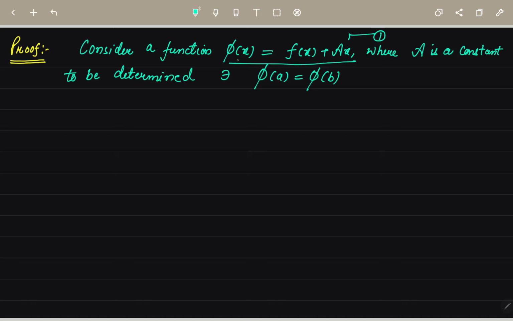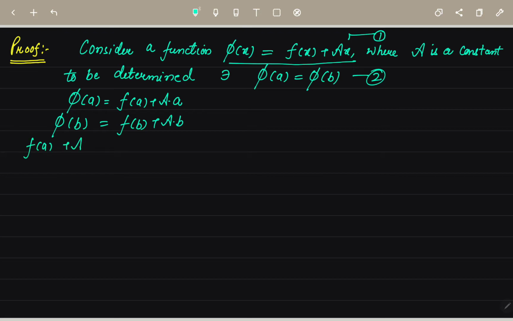Now I will find the values at a and b. I will write phi of a is equal to f of a plus a into a, and similarly phi at b is equal to f of b plus a into b. Now these two are equal, from equation 2. So f of a plus a into a is equal to f of b plus a into b. From here I will find the value of a.